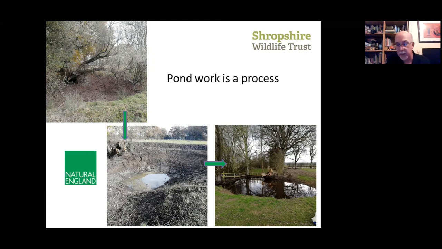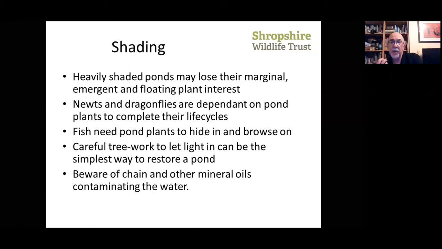Shading. So overshaded ponds will not have aquatic plants in terms of emergent plants. So whether that's for fish to hide in, whether fish fry, whether it's for dragonflies, for their larvae to climb up and then crack open and fly off, there's none of that connection between the aquatic environment and the aerial environment. So you don't need to remove all the trees.